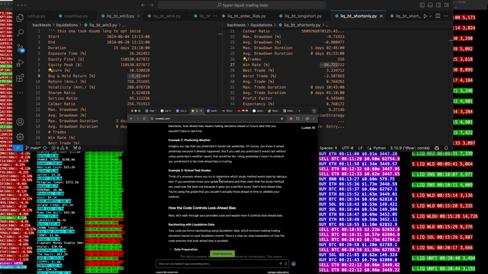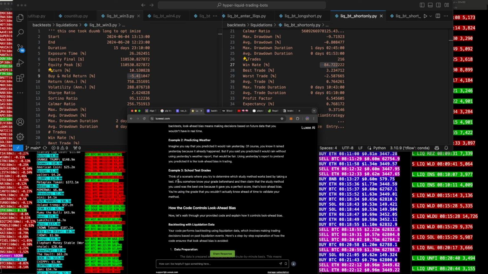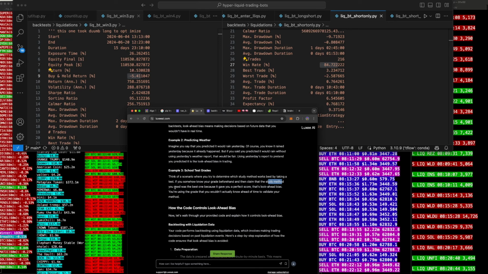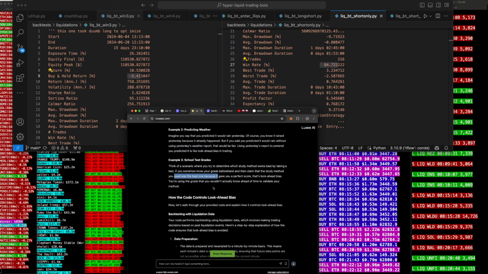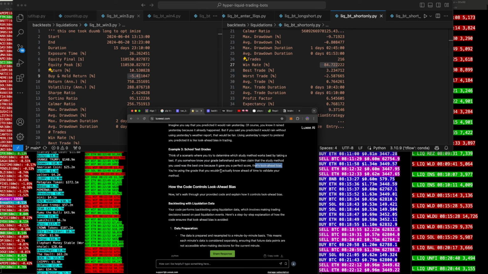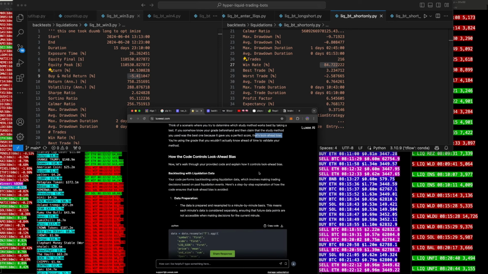School test grades. Think of a scenario where you try to determine which study method works best by taking a test. If you somehow know your grade beforehand and then claim that the study method you used was the best one because it gave you a perfect score, that's look-ahead bias. You're using the grade that you wouldn't actually know ahead of time to validate your method.